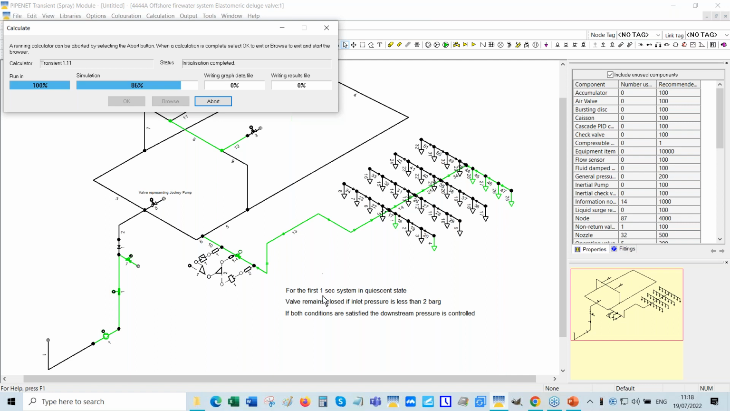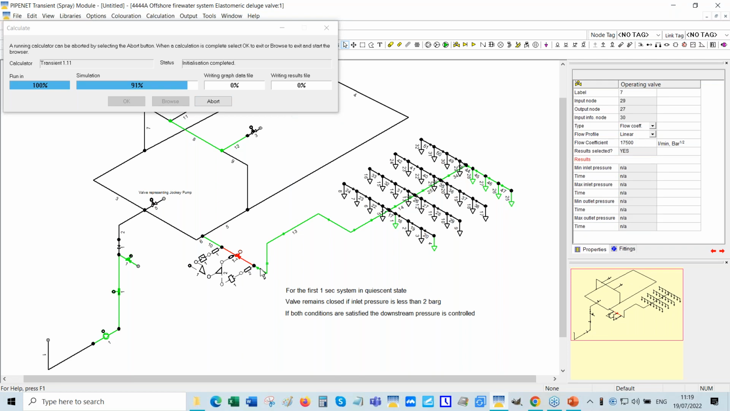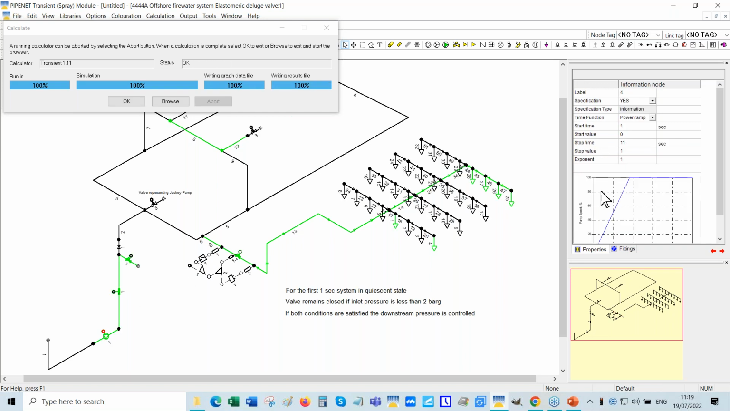The fire is detected at 1 second. It's an automatic control valve, albeit it's not a PCV, it's a kind of self-controlling valve. And of course, it stays closed until the fire is detected. And you can see that the fire pump starts at 1 second. So we're assuming that the fire is detected at 1 second. So in the first 1 second, the system is in its quiescent state. Quiescent means it's just standing still, nothing is going on in the system.